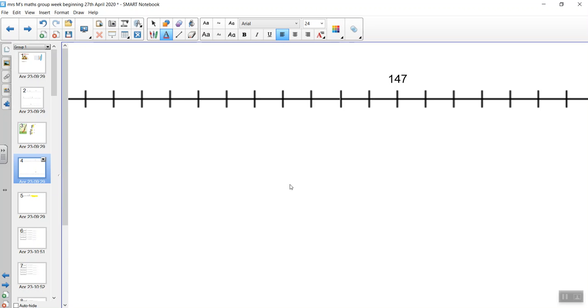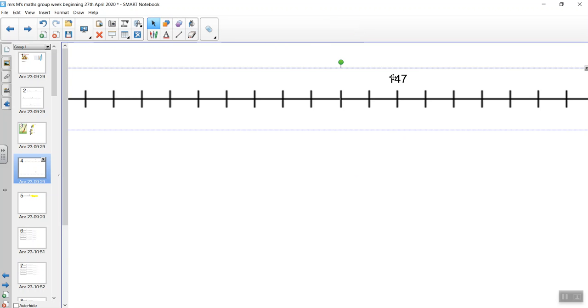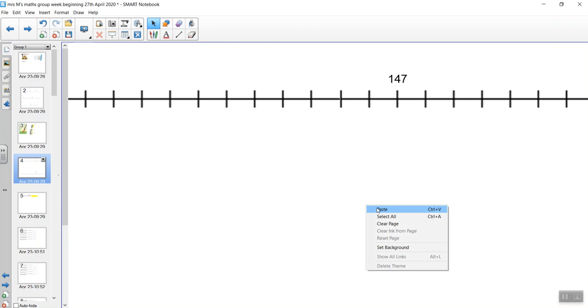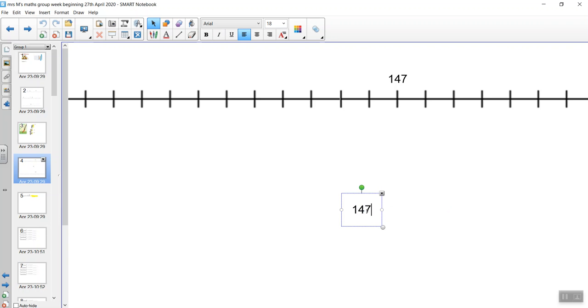Now we can do the same if we have a 3-digit number. I'm still looking at the tens place, and I need to decide whether I'm going to round my number down to 140 or whether I'm going to round it up to 150. I'm going to use my number line to help me first.